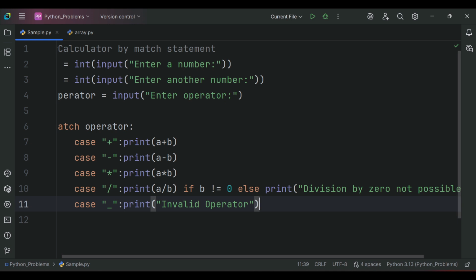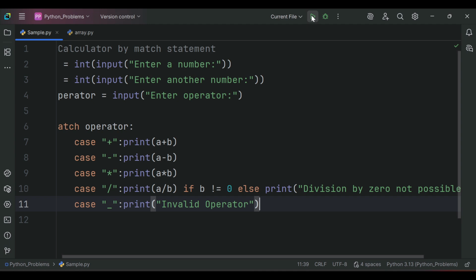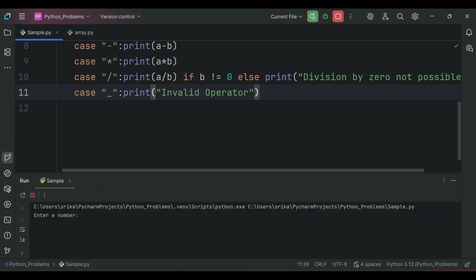Very simple program. Here suppose I want addition like this, suppose I want subtraction like this. I hope you understand this one. Now we will see the output. See friends, enter a number. I am giving 10 as a and 5 as b, and the operator I am giving is plus.